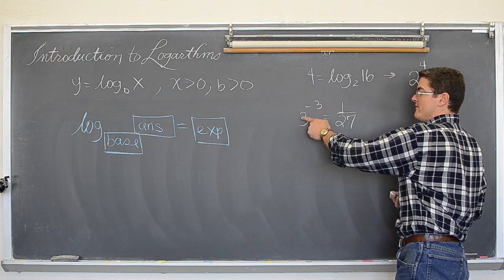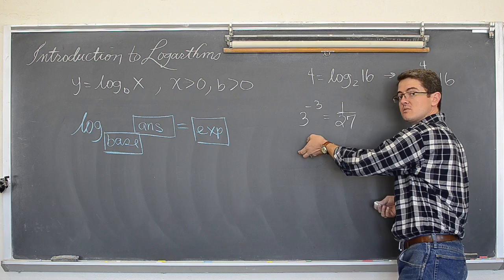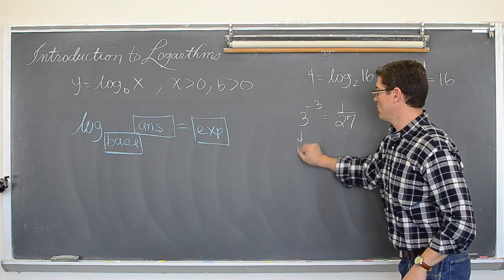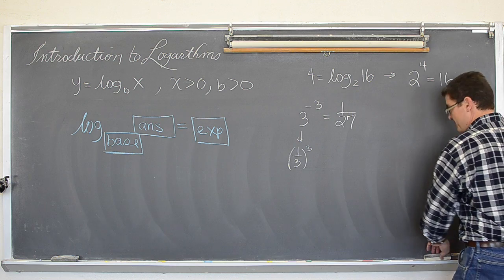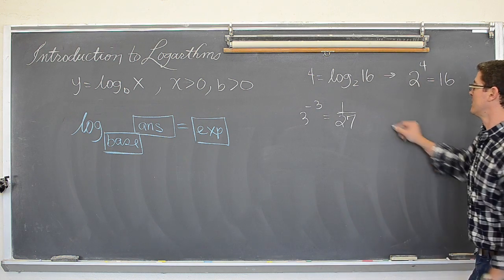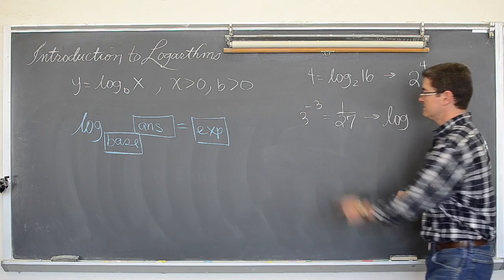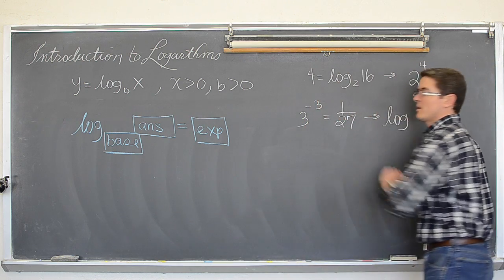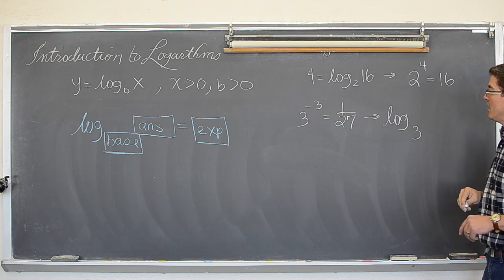And remember, when you have a base to a negative exponent, to get rid of the negative exponent, you would flip the base. So this is 1/3 to the third power, and that does equal 1/27. And to write that in log form, well, it's log. What's the base of the exponent? It's 3. So the base of the exponent is your base of your logarithm.